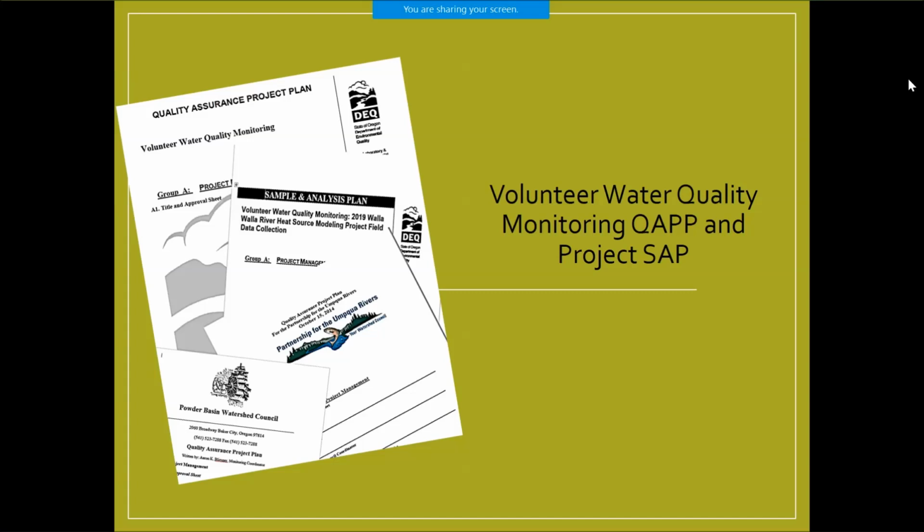Right, and so the emphasis is that the Volunteer Water Quality QAPP is available as a reference and a simplifying tool for groups that want to lean on that already standardized quality assurance information and procedures, to borrow from that to build your own project SAP. But it's not required to utilize that one.